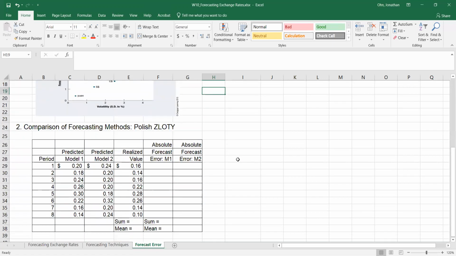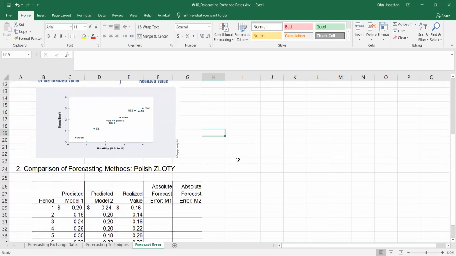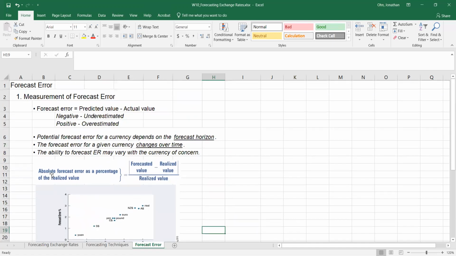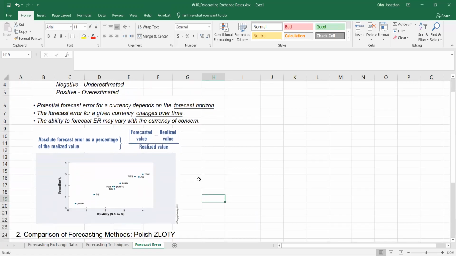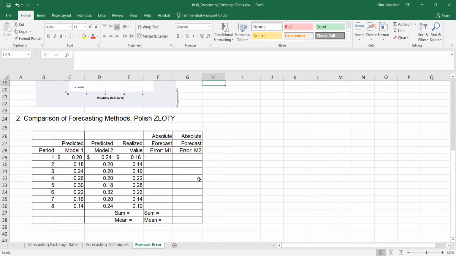Right. All right, let's apply this one. I mean, the absolute forecast error as a percentage of the realized value: forecast minus real, actual, divided by actual. All right, let's do it.